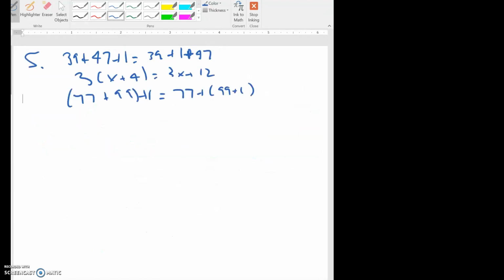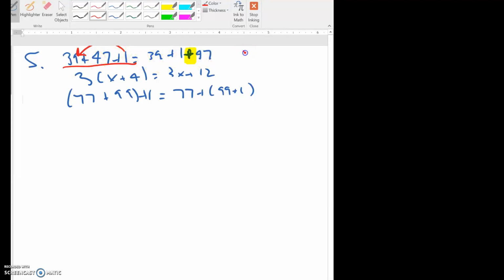Okay, so on number 5, I noticed another typo. This is what happens when I do things fast. This guy right here should be a plus. So this one is looking at the fact that here they're in this order, but I really want that 1 to go over here so I can make 40, because 40 is a lot easier to add to 47.